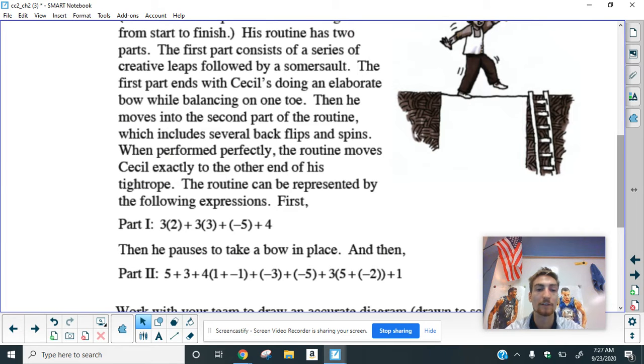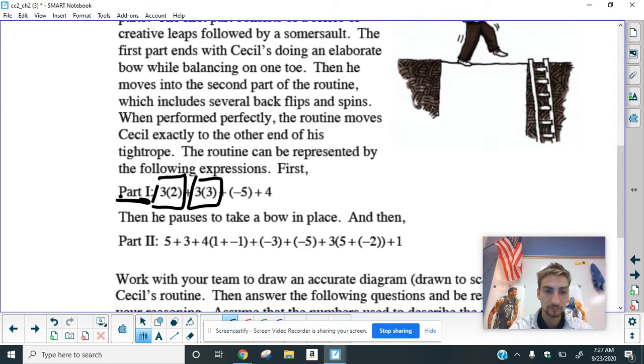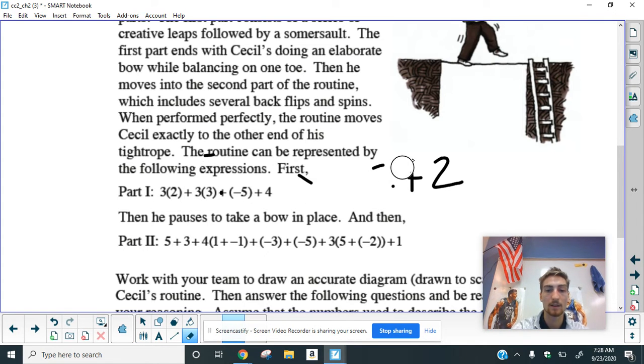The routine can be represented by the following expressions. First, here's the first part of the routine. This is part 1. And then we see here 3, and then in parentheses 2, 3, and then in parentheses 3. So what is that telling us? Well, when we rewrote addition as multiplication, we could say 2 plus 2 plus 2 as 3 times 2. And then for 3 times 3, we could say 3 plus 3 plus 3. It's just an easier way to write it. This way is multiplication.